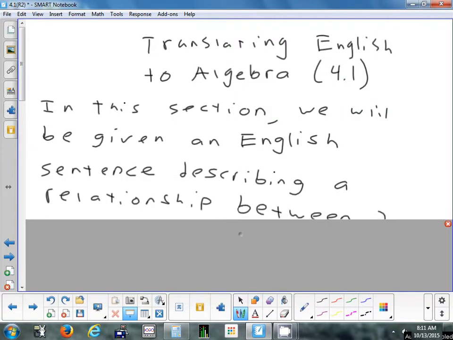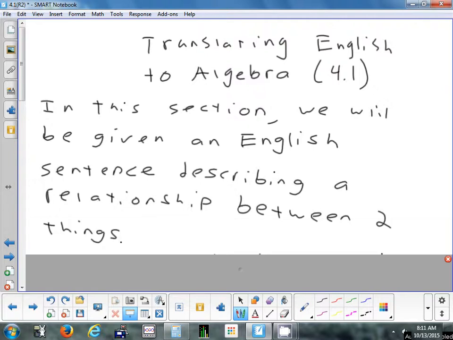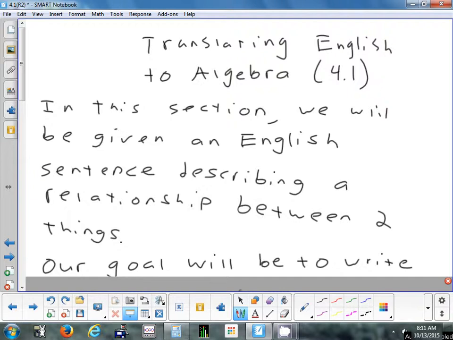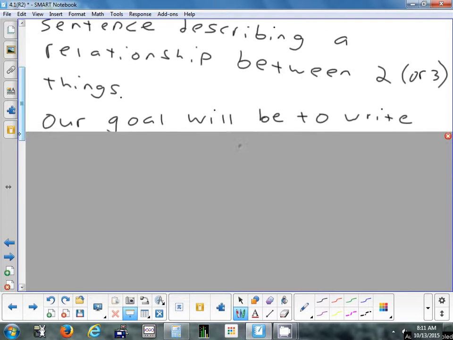All right? So, again, this is just explaining what we're doing. You just have to read that. So we're going to take a sentence that's in English. It's going to describe a relationship between two things. We don't have to write any of this down. Sometimes, not as often, there might be three. I think there's a couple problems at the end we'll do with three. But in general, our sentence is going to compare two things.